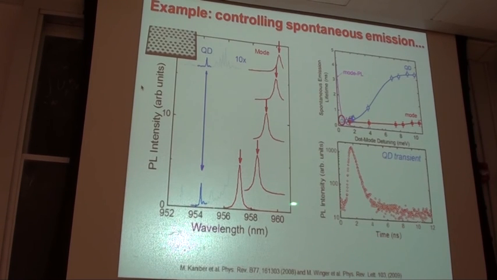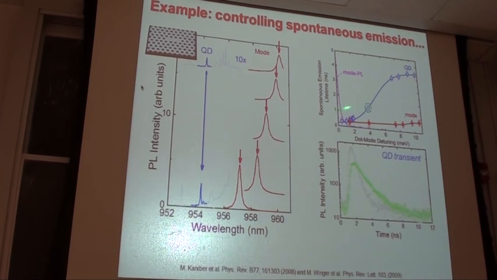The data is shown over here on the right-hand side. Let me walk you through this. That's the emission lifetime in nanoseconds, 1 to 5 nanoseconds. That is the detuning between the quantum dot and the cavity. And what you see very nicely is, as you have it on resonance, the lifetime of the quantum dot is very, very short. If you start to move the cavity away, here it's moved to 4 milli-electron volts detuning.